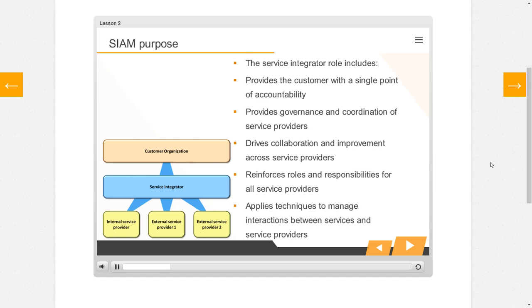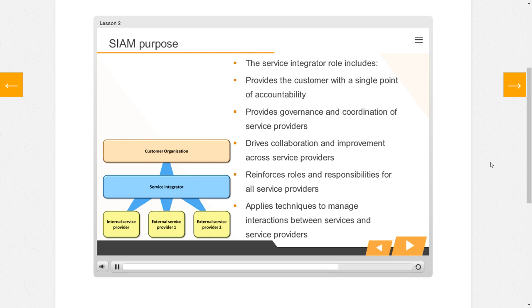Effective service integration and management allows the customer to focus on its own activities, not on the management of contracts and service providers. The customer benefits from access to specialist capabilities delivered by service providers and can be confident it will receive a service that meets its requirements. It can benefit from competitive tension between service providers and improvements through shared working practices.